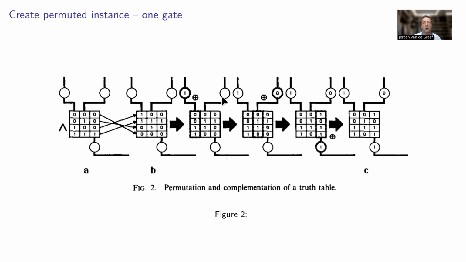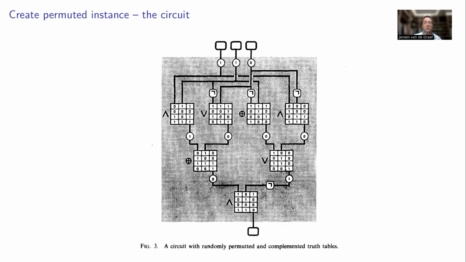We're going to flip with the 1. In this gate, there is no change because it's exclusive or with 0. And we're going to flip, see here, the third column also, which is a 1. This will give us the final permuted version of the first gate of this circuit. And we're going to repeat this on each of the gates. You can see this here.